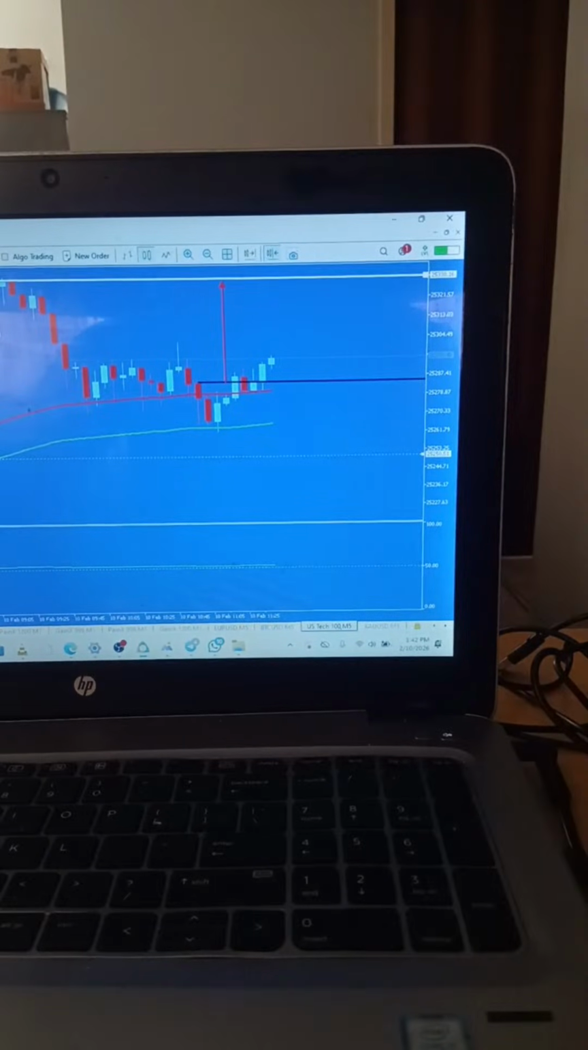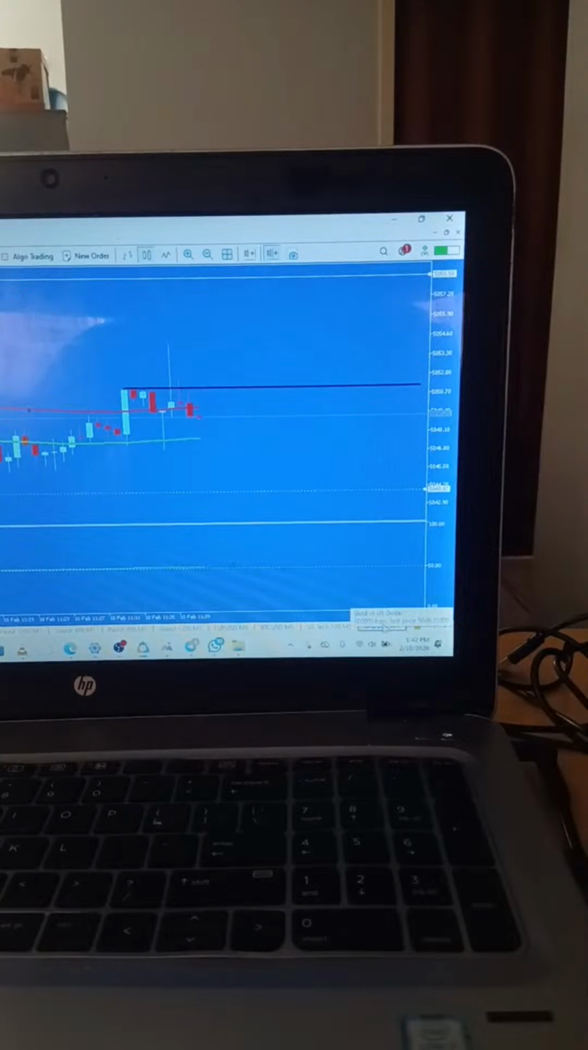So in US Tech 100, NAS100, price is now moving up. You see our entry was here, price is now here, so that means we are already in profit. Okay, let's wait for an entry in gold.